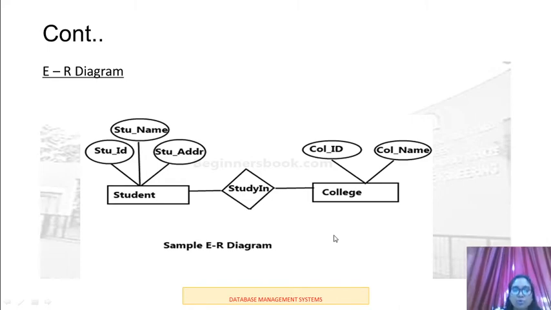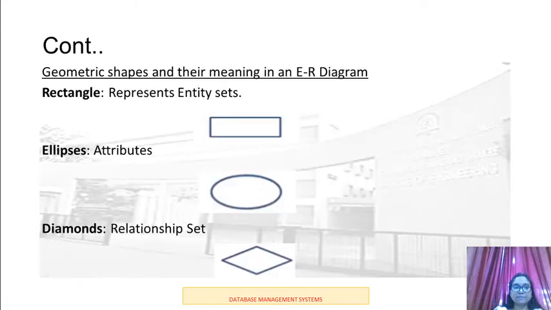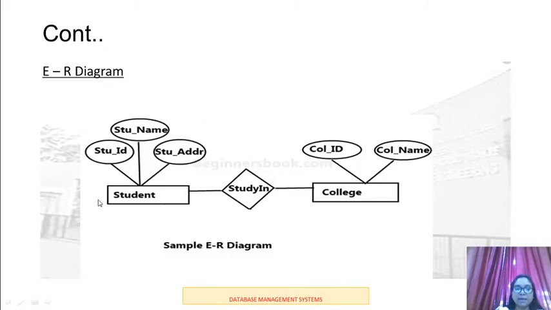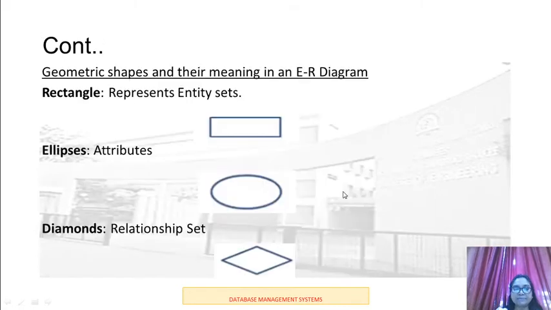Okay, so now we will discuss how we draw this entity relationship diagram and what symbols we require to draw these entity relationship diagrams. So this is the rectangle. A rectangle represents the entity. Suppose you want to represent an entity, so we will use the rectangle. Student and college, two entities are there, and to represent these entities we use the rectangle.